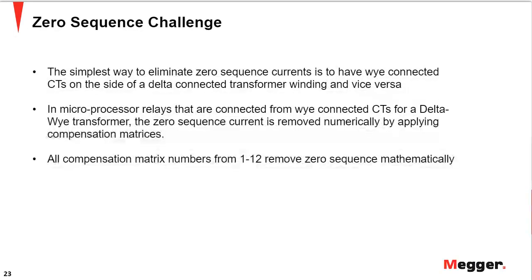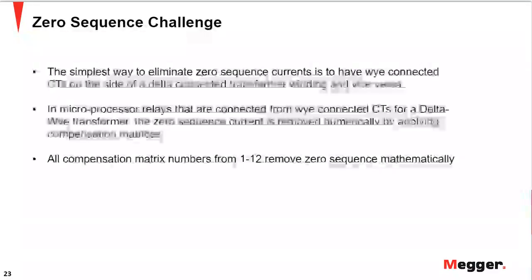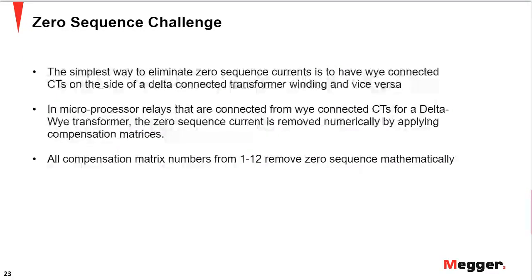Next is the zero sequence current challenge that we discussed before. When there is a ground fault on a Y side, you have zero sequence on one side, but it's not on the other side, right? So the simplest way to eliminate the zero sequence current is to have your Y connected CTs on the side of a delta winding of the transformer, and vice versa. So you have a Y on the delta and delta on the Y. You don't have to deal with zero sequence currents because they get trapped in the delta windings. So that is one way to eliminate them.